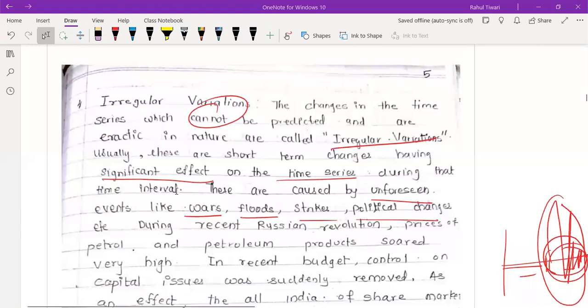Like you don't know about that. Suddenly there is a lockdown in India, or suddenly some strike is there, suddenly some problem is arising. So that is basically called an irregular variation. Okay.